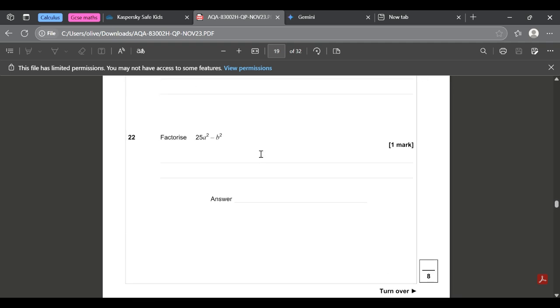Okay, factorize 25a squared minus b squared. I mean, not really that hard. I think this is probably an easier question. Also, it's only 1 mark, so. Okay, so we have to do 5a minus b. Wait, (5a minus b) times (5a plus b), and that's factorized.